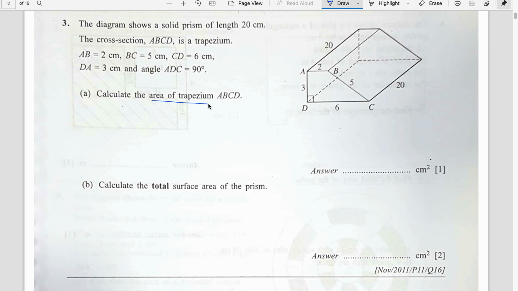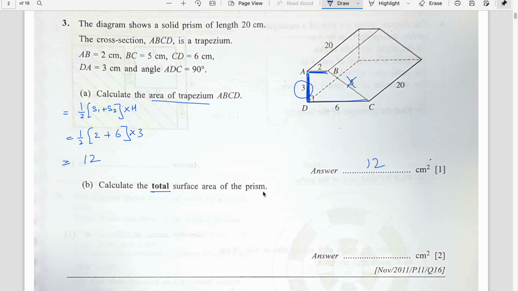Calculate the area of trapezium. Area of trapezium ABCD is 1 by 2 times side 1 plus side 2 times height. 1 by 2, side 1 is 2, second side is 6. Sides are always the parallel sides and height is the perpendicular distance between them. It is 3, not 5. Height is 3. 6 plus 2 is 8, 8 by 2 is 4, 4 times 3 is 12. So area of trapezium is 12 centimeter square.